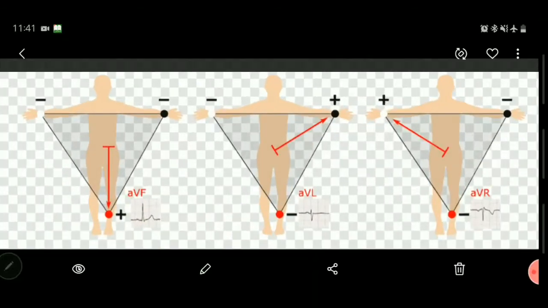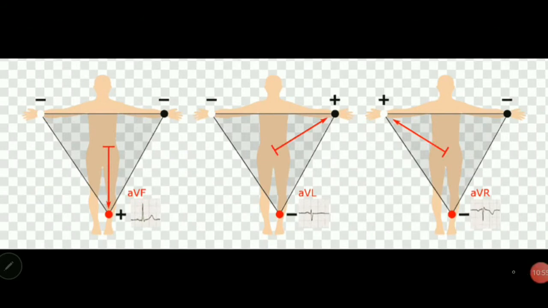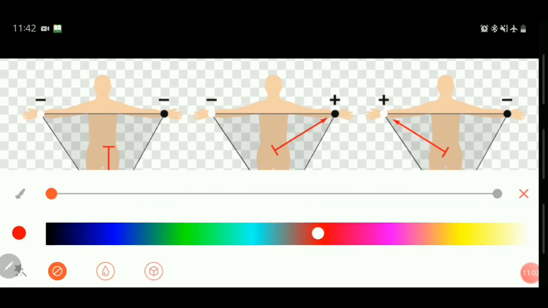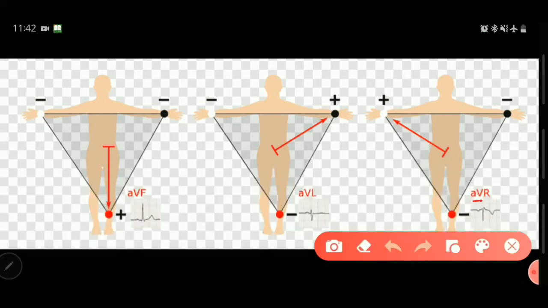So this is a picture showing the augmented limb leads. As we said before, we have 3 augmented limb leads, which are aVR, aVL, and aVF, right? So let's begin with the aVR.